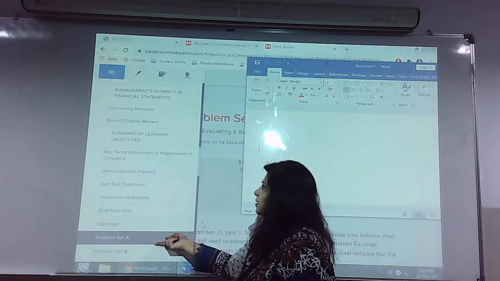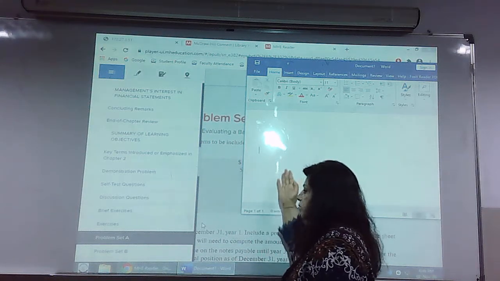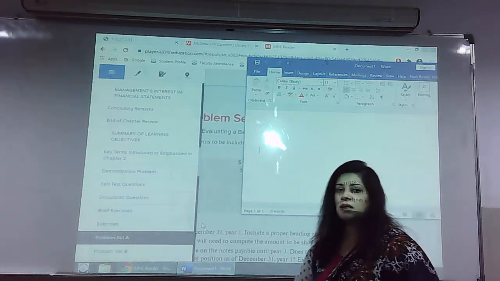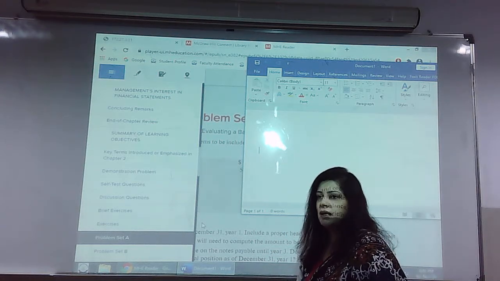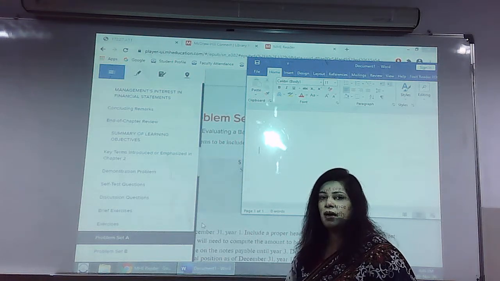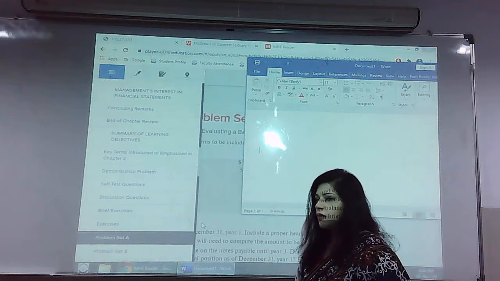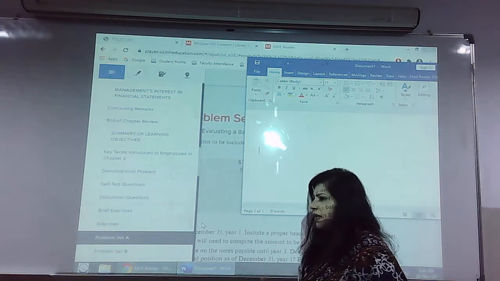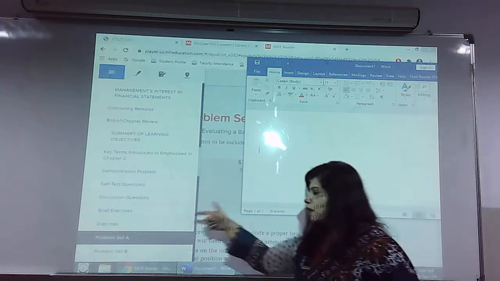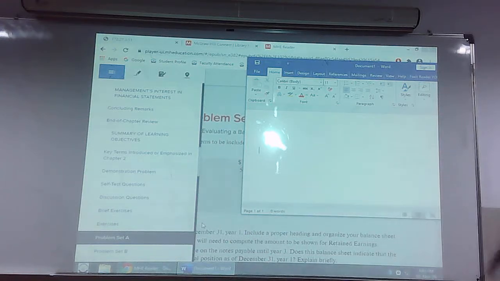Problem set A is primarily what we are going to be talking about, because problem set B is very similar to problem set A. The questions in both usually have the same level of queries, and any kind of adjustment that is required usually has the same nature. So let's just begin with problem set A.